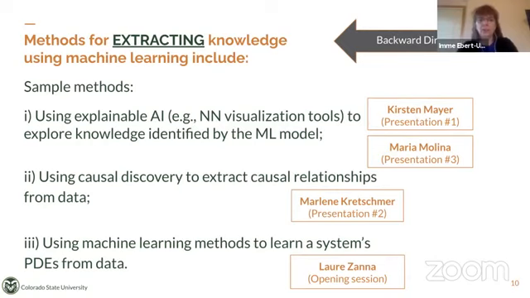So in the reverse direction, you use your machine learning to extract knowledge, scientific knowledge, from the data. And some sample methods include using explainable AI, for example, neural network visualization tools, to explore knowledge identified by the machine learning model. And you will see both Kirsten and Maria Molina talking about those topics.